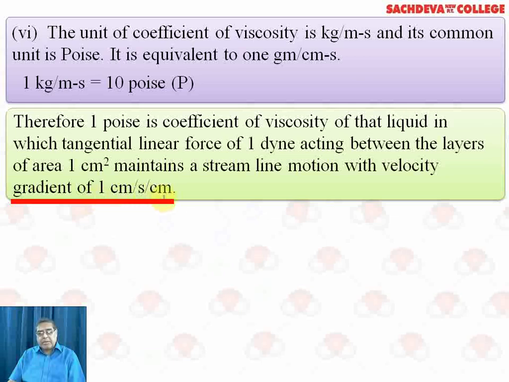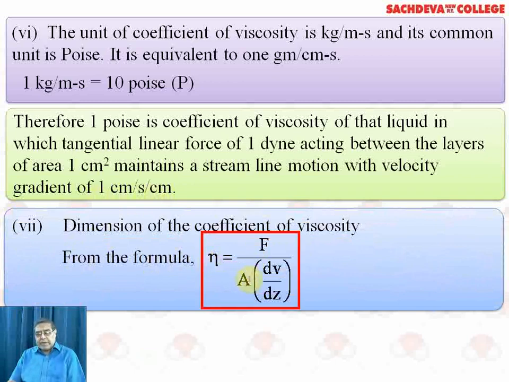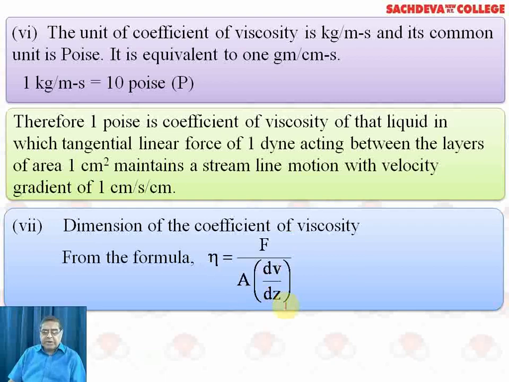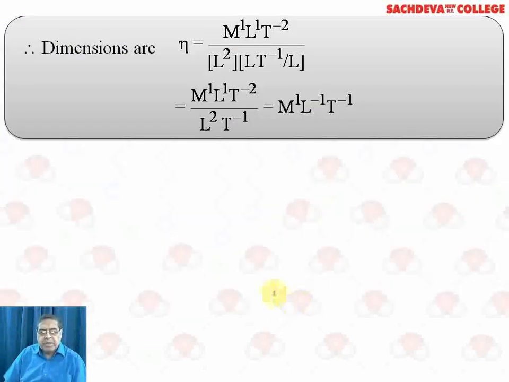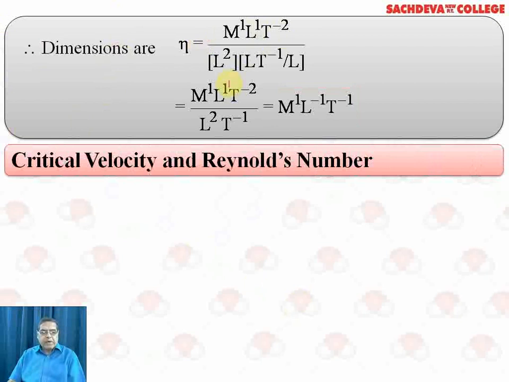Dimensions of the coefficient of viscosity can be deduced from the formula, that is neta is equal to F over A into dV by dz. So we compute the dimensional equations of F, A, and then dV by dz. So we find that the net dimensions will be M^1 L^-1 T^-1.